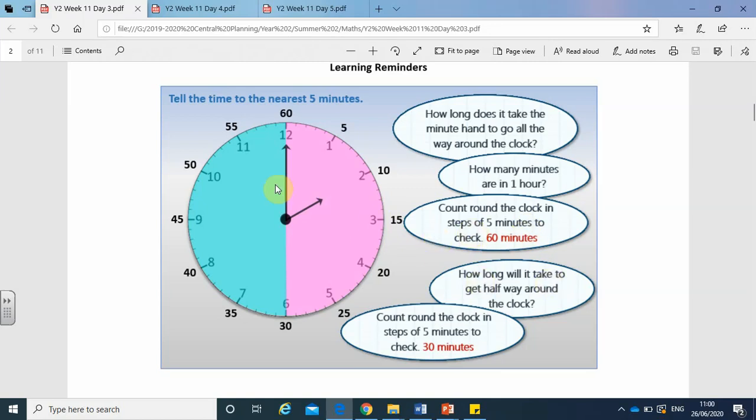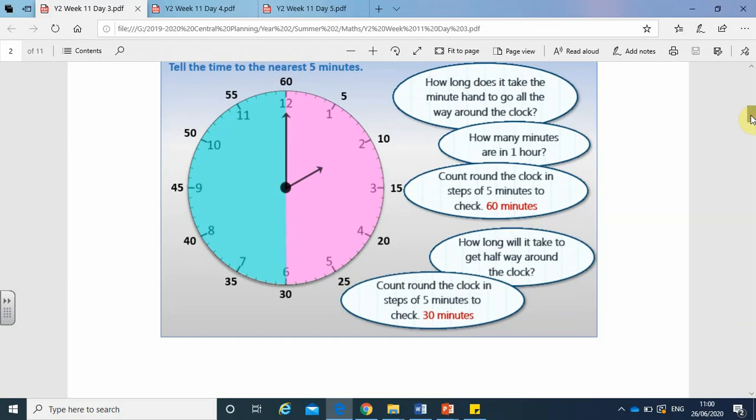How long does it take to get halfway around? Well, we can use our fractions. Half is straight down. 30 minutes. If we were to go straight across, because we know that's equally half, we could count around 5, 10, 15, 20, 25, 30. It doesn't matter which way you halve it, if you count round it will always be 30. So half an hour is 30 minutes, 1 hour is 60 minutes.